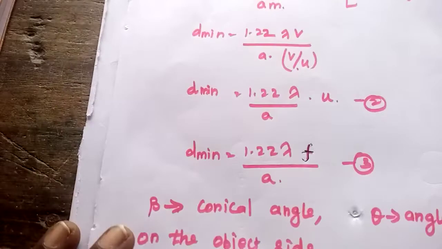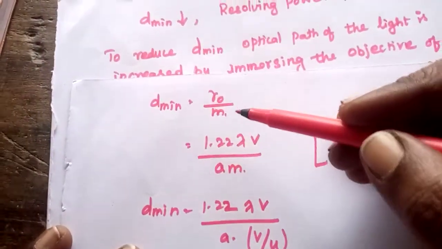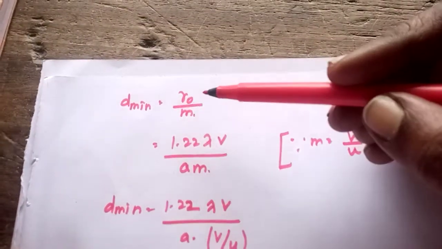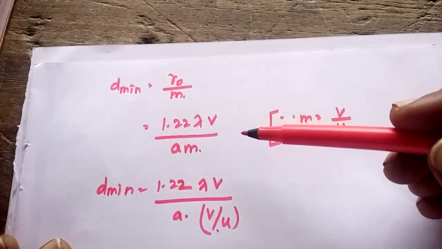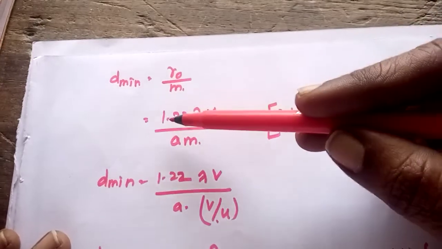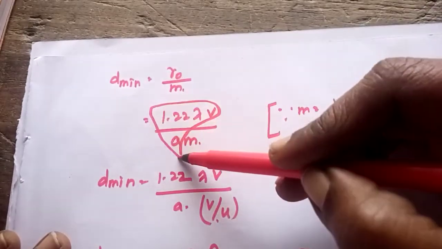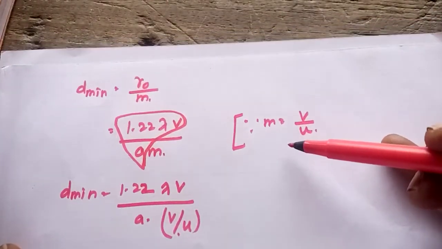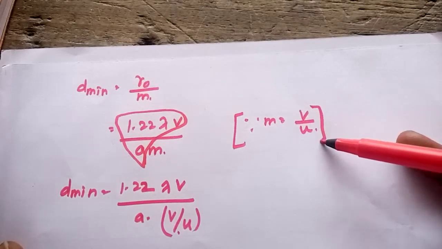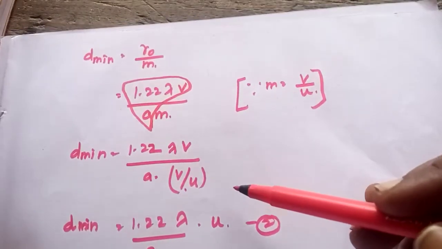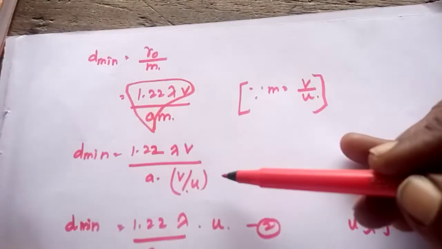Next we will see that d minimum is R0 by m. We are just modifying the formula. M is equal to R0 by d minimum, so d minimum is equal to R0 by m. Now we know the expression for R0, 1.22 lambda v by a, so we just substitute it here. Then we know the formula for magnification, m is equal to v by u. We know the image distance and we know the object distance, so using this relation we can find the magnification. So to find d minimum, in the place of m you just substitute v by u.